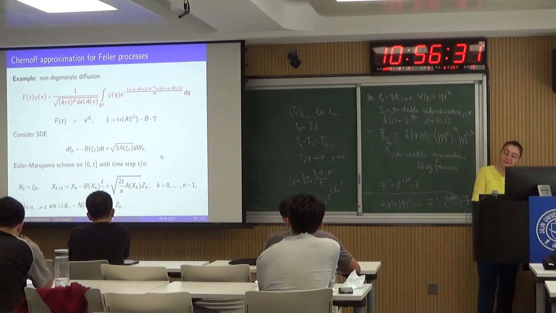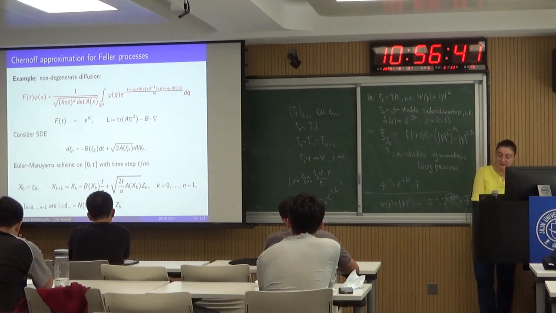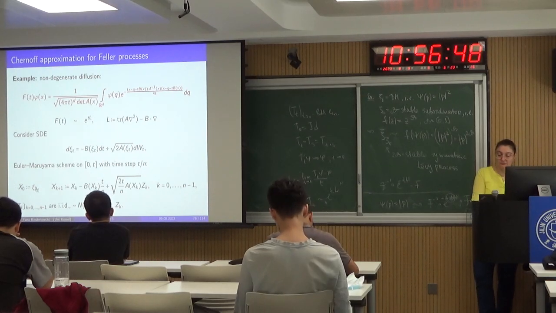Consider the Euler scheme for this SDE on the interval from 0 to t with time step t over n. So what does the Euler scheme for this SDE mean? We start at 0 with the initial condition. It is not written here, but we have some initial condition. And then we approximate the increment of the process by the increment x_{k+1} minus x_k. So this difference is an approximation of dX_t.